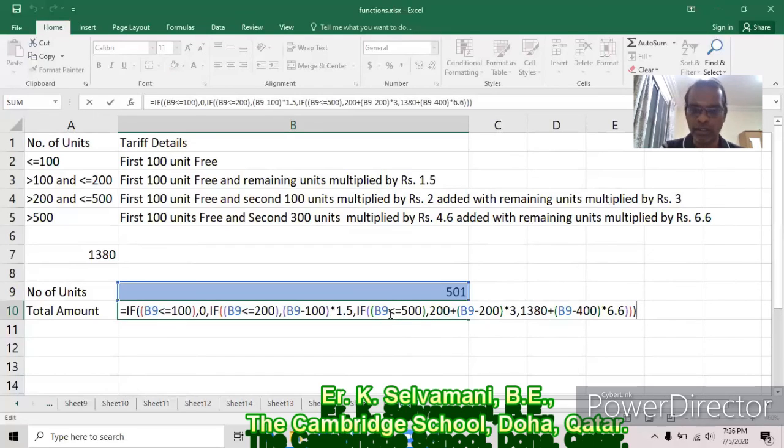If the condition is also false, it is assumed the number of units recorded is more than 500, then you should come here. If it is more than 500, what does it mean? First 100 units free, so no need to worry. The next 300 units should be multiplied by 4.6. So 300 multiplied by 4.6 gives 1380. I put it here. That should be added with the remaining units. That means B9 minus 400. Why are we putting 400 here? 100 plus 300, that is 400. B9 minus 400. The remaining units will be multiplied by 6.6. Here 6.6. That is why.